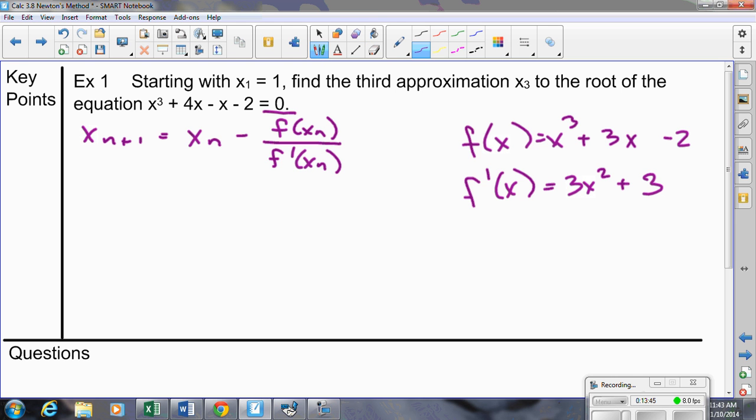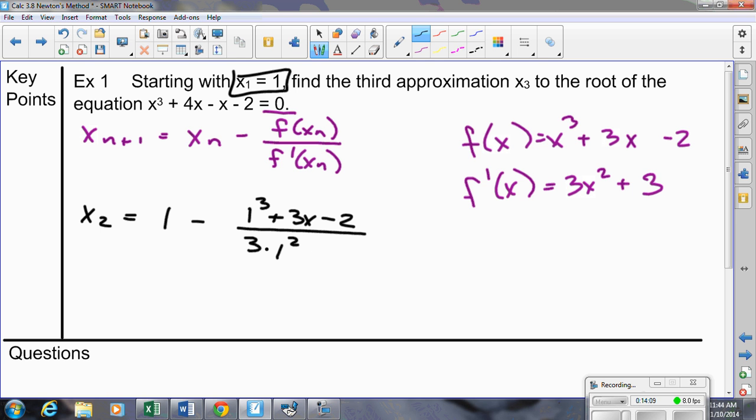And so we have each of these pieces, which now tells us x2 is going to be x1, which we had said is 1, minus 1 cubed plus 3x minus 2 over 3 times 1 squared plus 3, where x is 1. And even then, we could type this directly into our calculator. We're not even going to type this stuff in the way that it appears here.